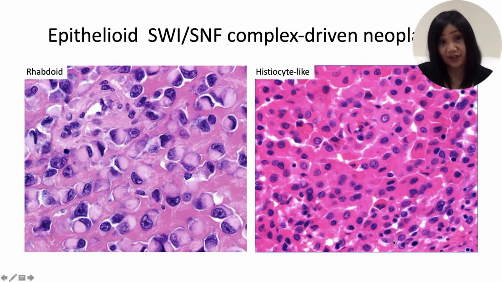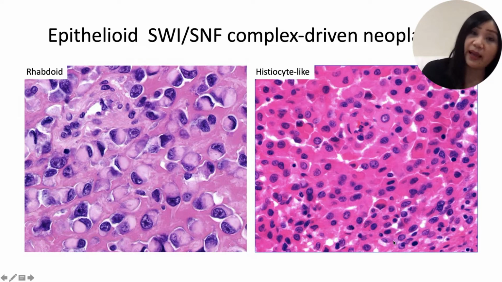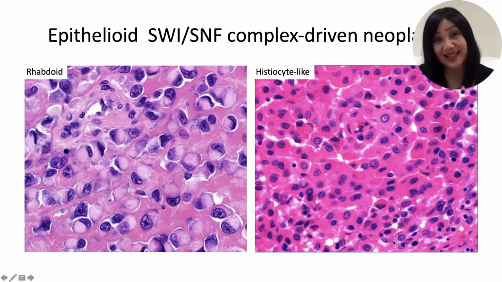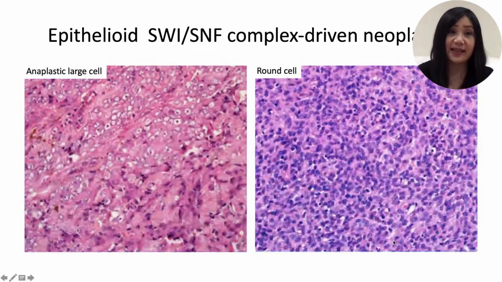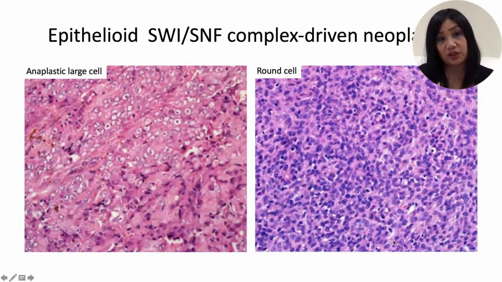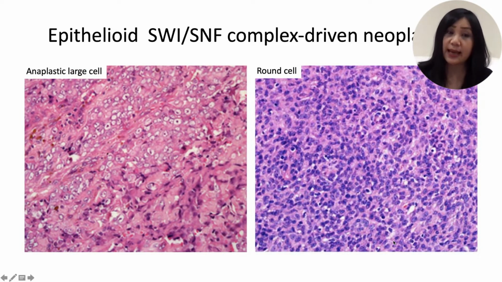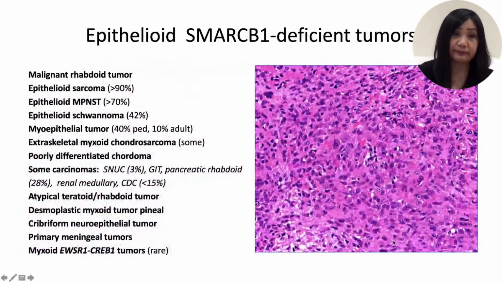So the first is rhabdoid morphology. The second is histiocyte-like morphology of quite uniform and small epithelioid cells, exemplified by conventional type epithelioid sarcoma. The next is anaplastic large cell type, which are these sheets of quite large, undifferentiated appearing cells with nucleolation, very undifferentiated appearance, and these are exemplified by proximal type epithelioid sarcoma. And the most rare morphologic manifestation is as a round cell neoplasm.